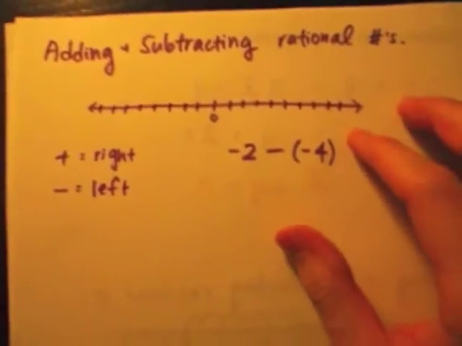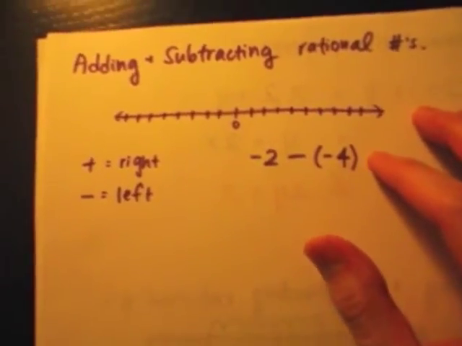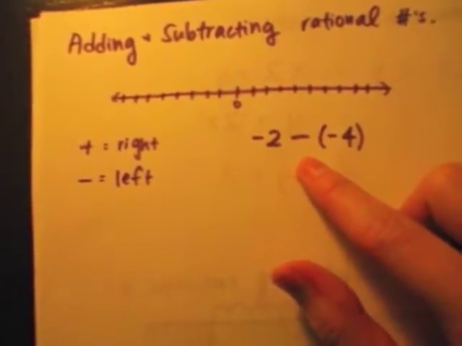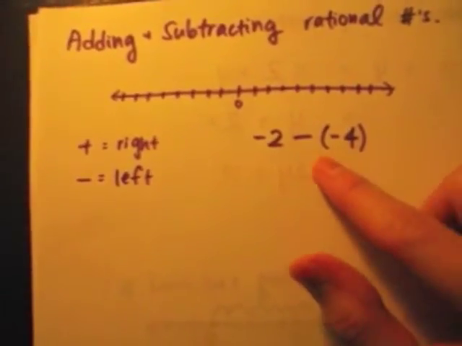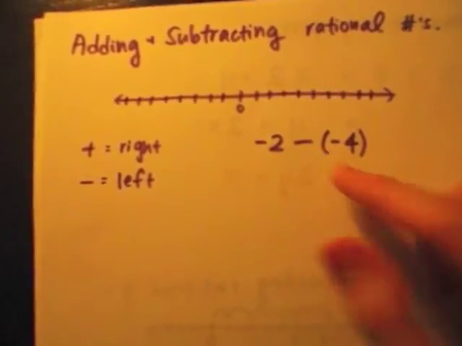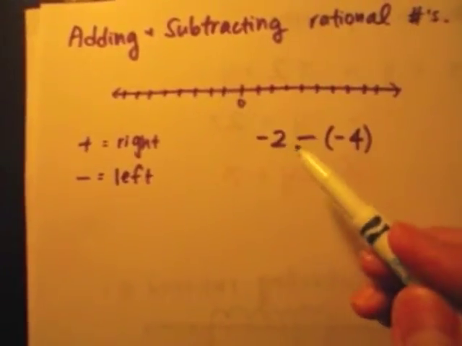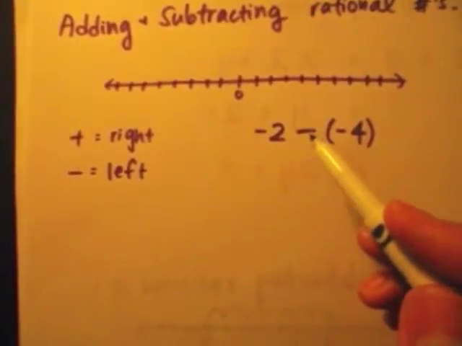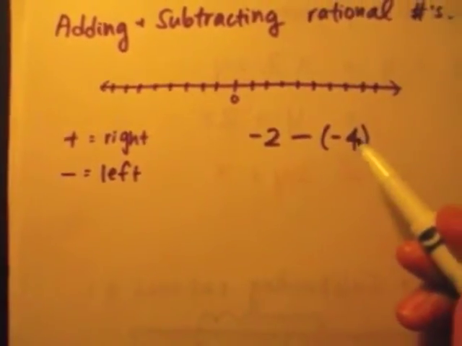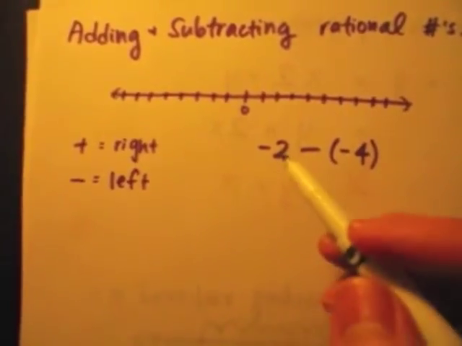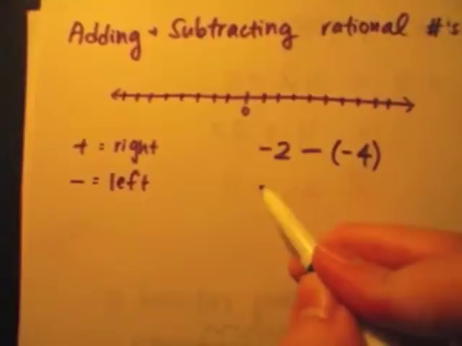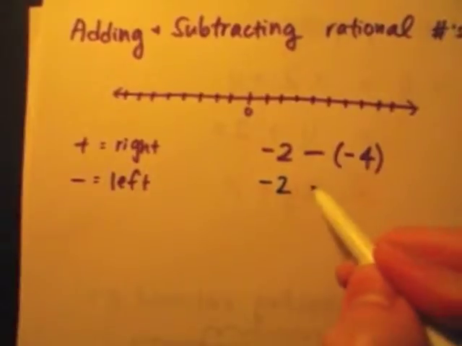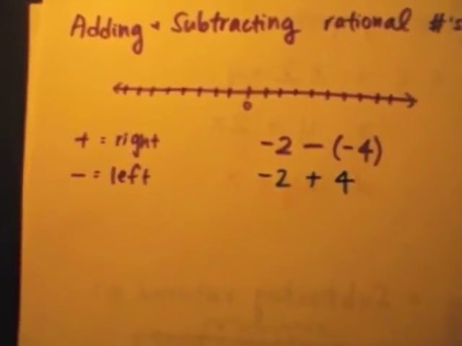This is probably the classic example in adding and subtracting rational numbers. I have a negative 2 minus a negative 4. Now the way you want to read this double negative here is by looking at it as the opposite of a negative. Alright, you want to read this as the opposite of a negative 4. And you guys know that the opposite of a negative 4 is a positive 4. So I'm going to rewrite this as negative 2. Again, the opposite of a negative is positive 4. So it's going to be negative 2 plus 4.